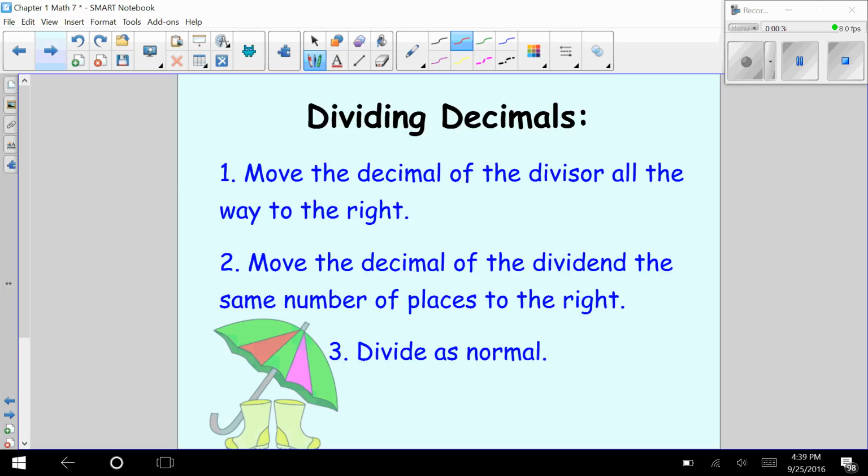To divide decimals, step 1, move the decimal of the divisor all the way to the right. Step 2, move the decimal of the dividend the same number of places to the right. Step 3, divide as normal. You'll notice that the dividend will sometimes have a decimal in it still. That is completely acceptable, but we cannot have a decimal in the divisor.